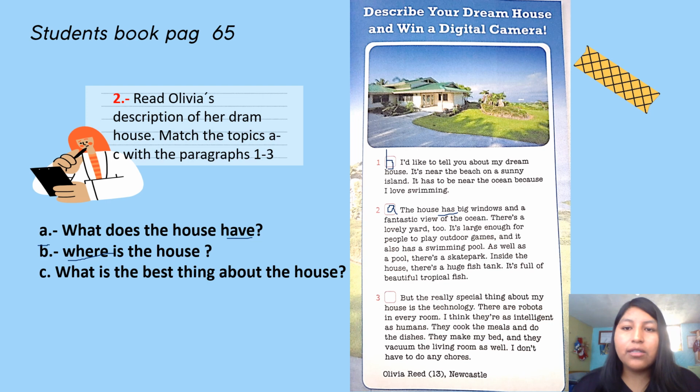So, I like to tell about my dream house. It's near to the beach. Can you see? The place. And the last one, what is the best thing? The best thing is in paragraph number 3 because she said that the house has robots. Can you see? This is the best part of the house.